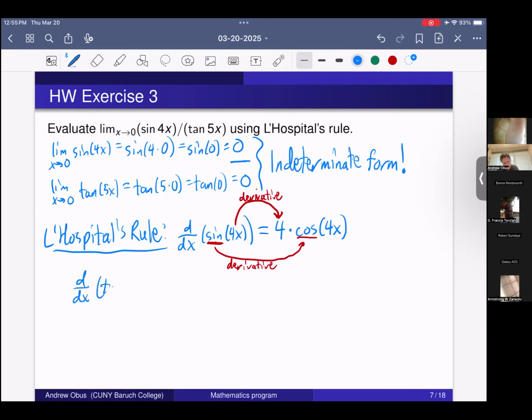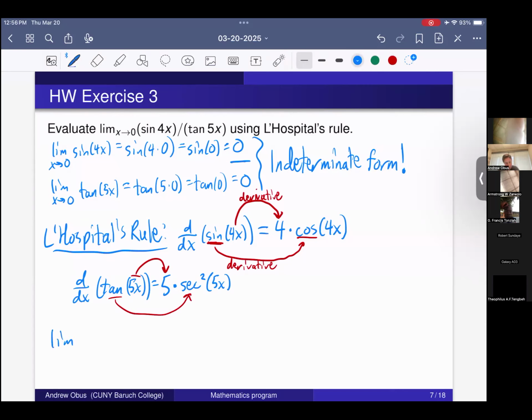Similarly, if we take the derivative of tangent of 5x, this is going to be equal to 5 times, correct, James? The derivative of tangent, which you have to remember is secant squared of 5x. Again, here, this 5x becomes the 5, and the tangent is becoming the secant squared. This is how the chain rule works, so you can go back and review that if you want to. And so now what we get is that this is equal to the limit as x approaches 0 of 4 cosine of 4x over 5 secant squared of 5x.